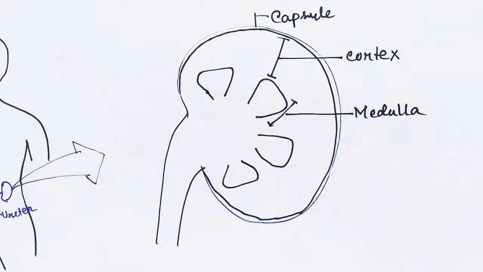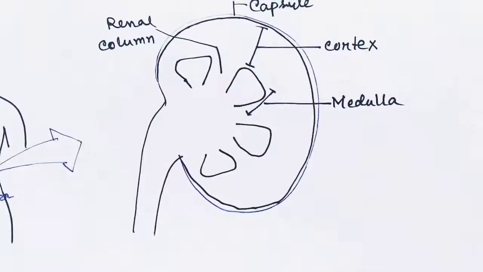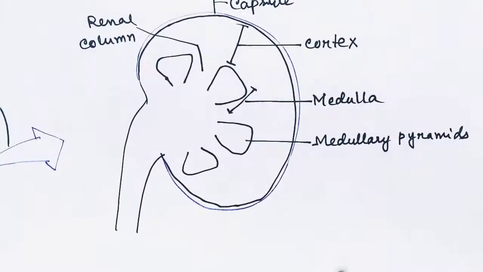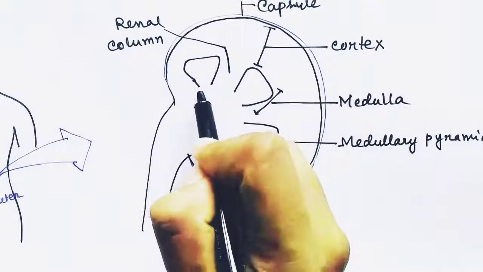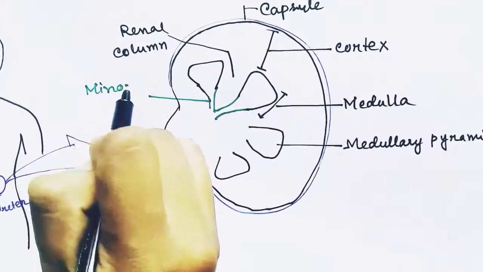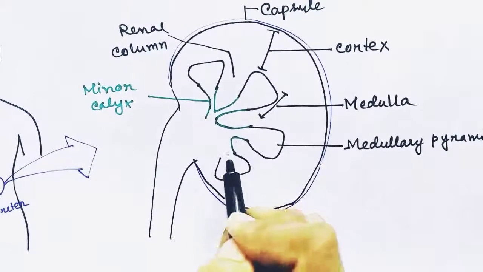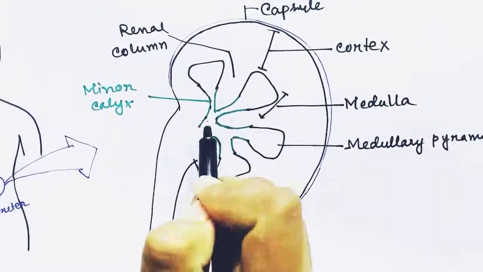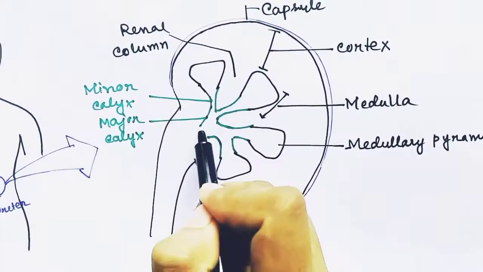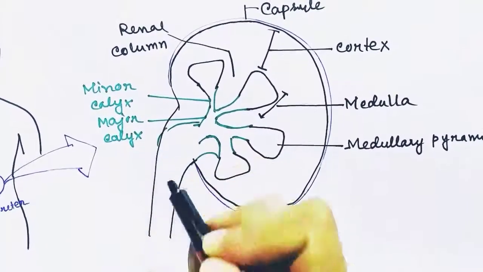Sometimes cortex invaginate inside the medulla to form renal column. These are the medullary pyramids. Each of the medullary pyramids will form a minor calyx. The minor calyx will meet with each other and will form the major calyx. And the joining of the minor calyx and the pyramids is called the renal papillae.